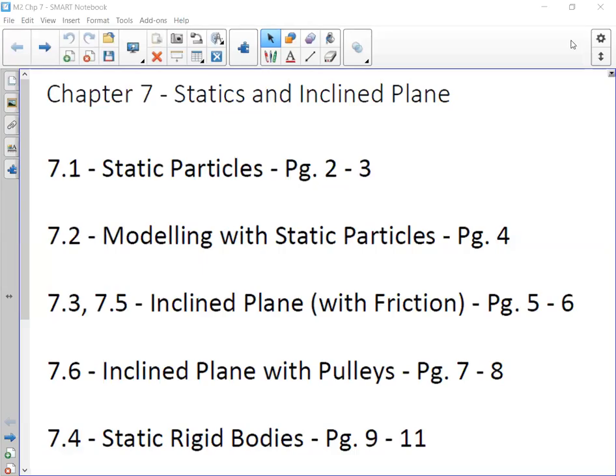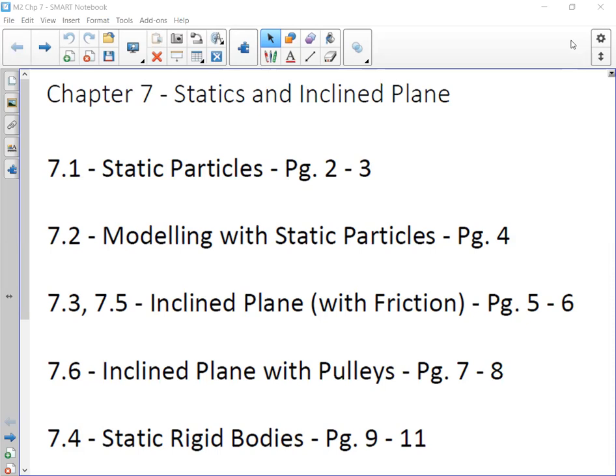Right, so moving on to chapter 7. Last lesson will have been the end of chapter 5. Now moving on to chapter 7 is a continuation from chapter 5 about forces and direction. This chapter is where the real deal begins. You're going to incorporate everything you've learned in chapter 5 into chapter 7.